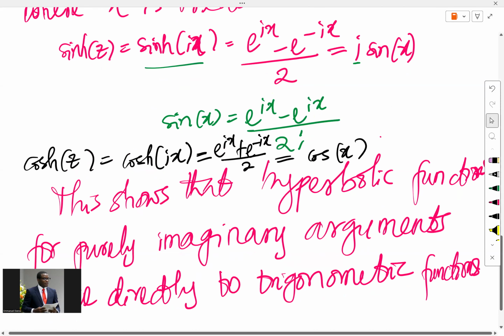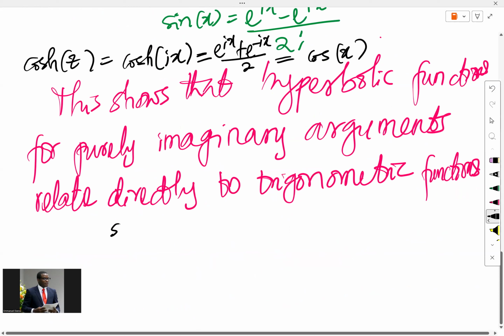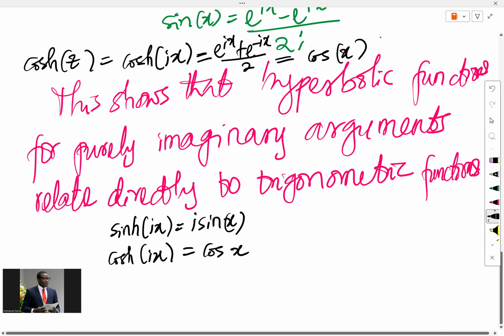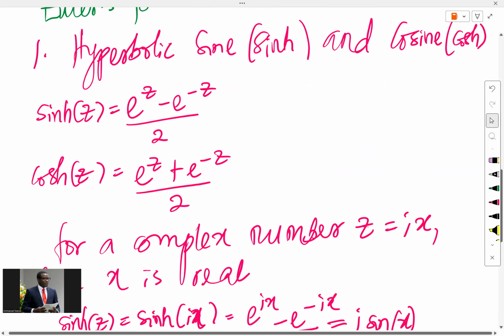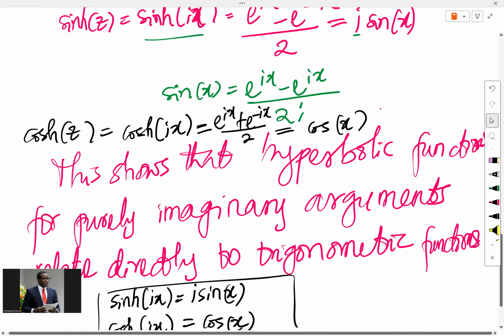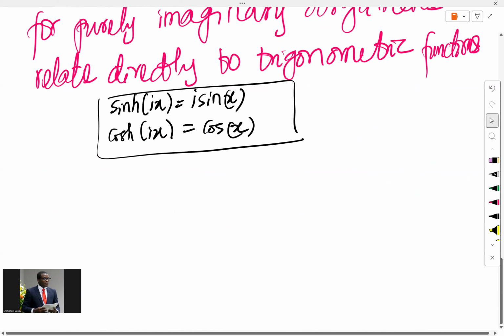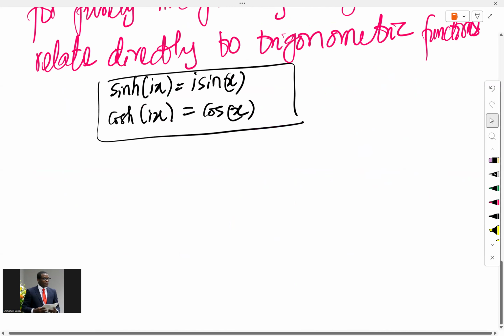So in summary, we have that sinh ix is equal to i sin x, while cosh ix is exactly the same thing as cos x. So this is really cool, really important. Now it's bringing together complex numbers, hyperbolic functions and trigonometric functions at the same time. Really beautiful connection right there. So this shows that hyperbolic functions for purely imaginary arguments relate directly to trigonometric functions.